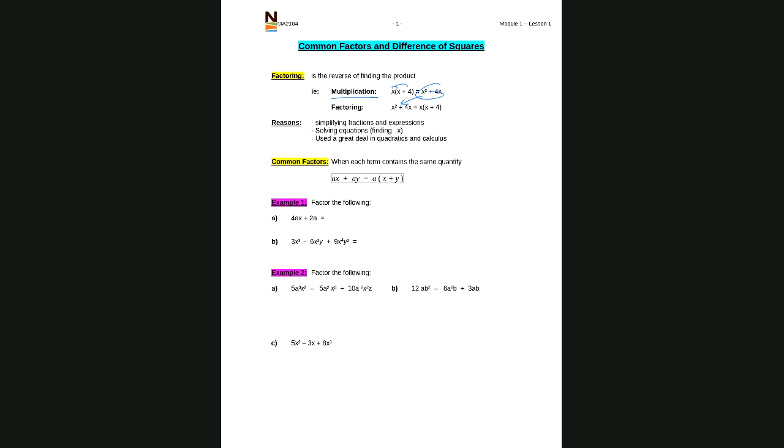The first type of factor we will learn is the common factor, where we have a common quantity that can be factored out or divided out in more than one term. For example, if we have ax plus ay, the common factor is a. So if we take the term a out, we can multiply it by two things, which results in ax plus ay. So a times what will be ax, and that is x, and a times what is ay, and that is plus y.